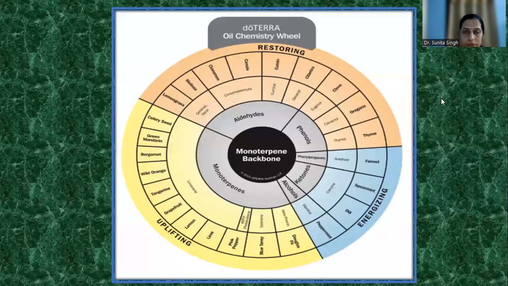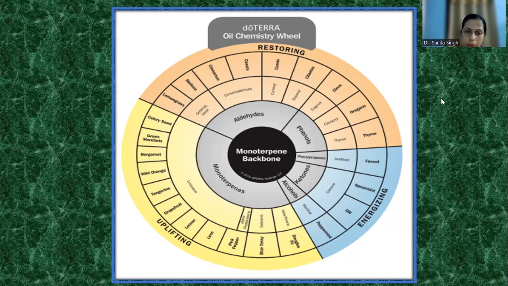And this is a wheel which I have taken from the internet. It shows the components present in essential oils: the monoterpene, the basic terpene unit, acts as a backbone, and the functional groups present are phenolic, aldehydic, ketonic, and alcoholic groups. All these have different properties, like the monoterpene group, which contains limonene. We have limonene as a component. All these are used for uplifting purposes, and are found in grapefruit and lemon.